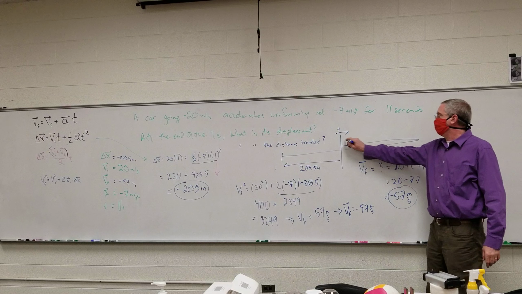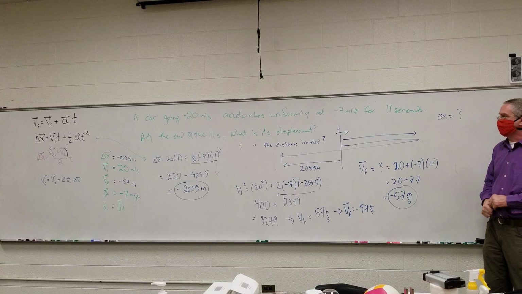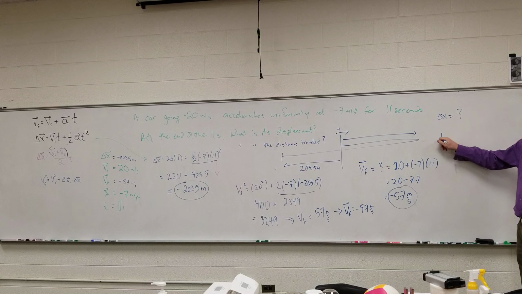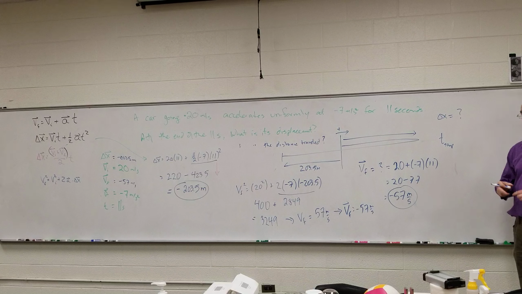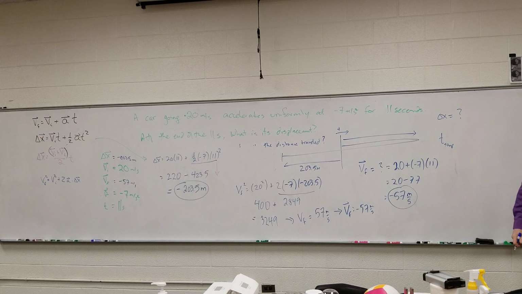So we need to figure out this right here. How far does he move to the right before he stops? So at what time does he stop? 11 seconds? At 11 seconds, he's going negative 57 meters per second. Never mind. He stops in about 3 seconds. Yeah, about 3 seconds, just shy.